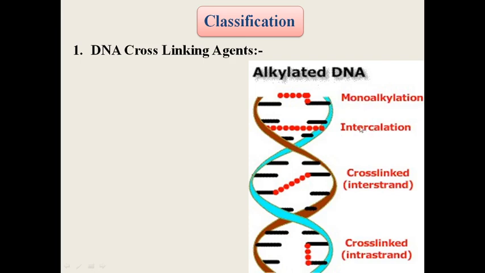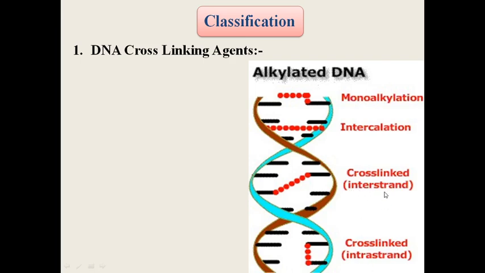For intercalation, the anti-cancer agent has intercalated or fitted itself into two DNA bases. Here you can see 1, 2, 3, 4 DNA bases, or 2 DNA bases, it can fit itself. This will be called intercalation. And cross-linking is of two types: one is interstrand and one is intrastrand.